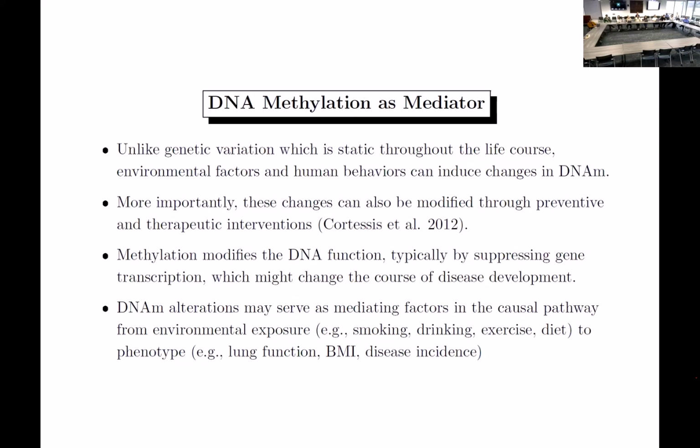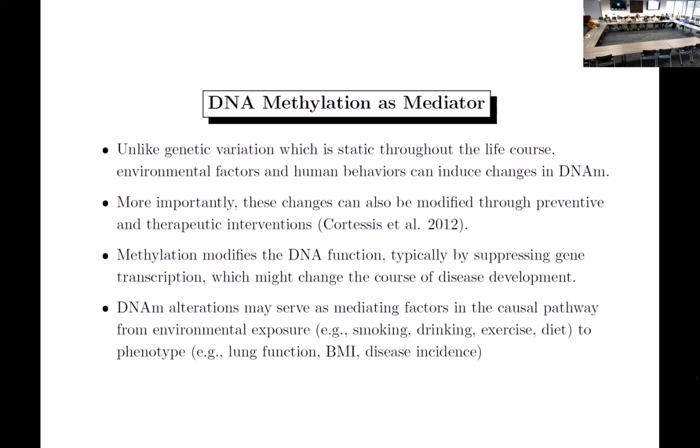Unlike genetic variation, it's hard to change the DNA sequence. For example, gene mutation is mostly random. You can do gene therapy or CRISPR or other more modern techniques, but that's very expensive and cannot be done in our daily life. So basically we do not change the DNA sequence, but rather environmental factors and human behavior can induce changes in the DNA methylation. That's much easier to achieve, and these changes can also be modified through preventive and therapeutic interventions.